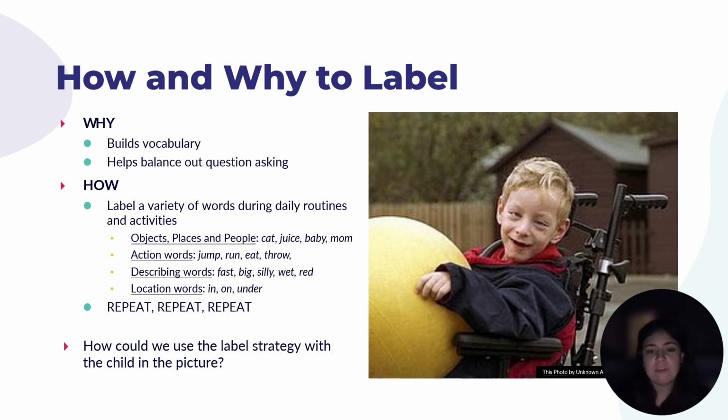A good rule of thumb for making comments is to match your child's type of communication. For example, if they make a sound, you can take a turn making a new sound. If they do an action, your turn would be doing a new action. You also want to use a variety of different labels. This will help grow your child's vocabulary. So words like action words, objects like a person, place, or thing, describing words, or location words. And remember to repeat these words many times. This will help your child become more familiar with them.